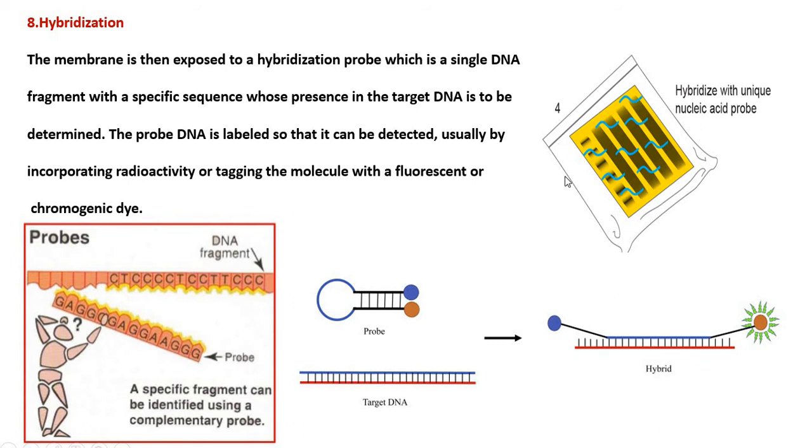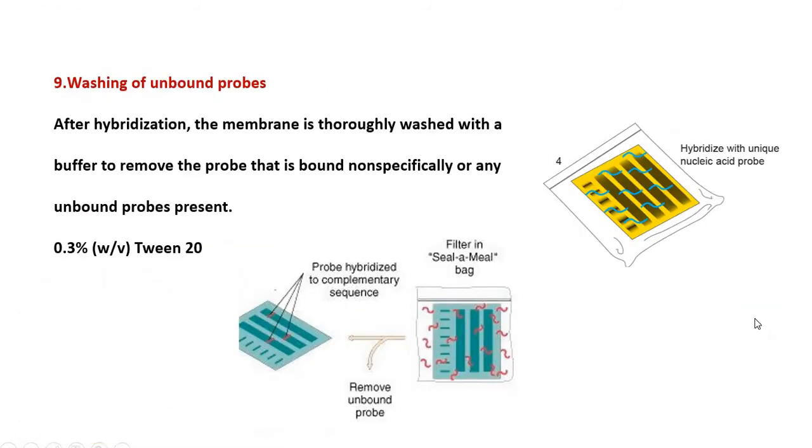So now the nitrocellulose filter paper is ready. If you put this radio labeled probe over the nitrocellulose filter paper, wherever the DNA is complementary to that probe, it is going to be hybridized. So this target DNA is going to be hybridized. It is a radio labeled component, emitting radiation. After that, the hybridization is going to be detected.